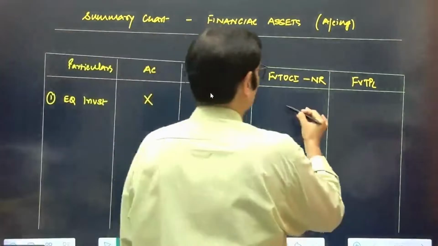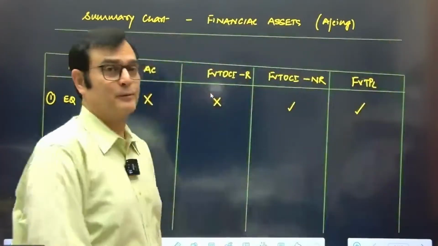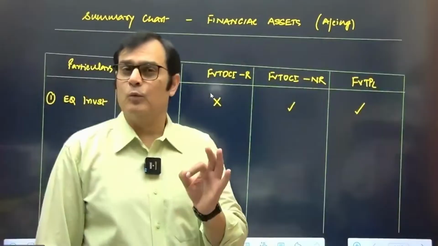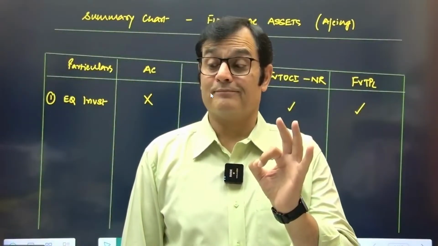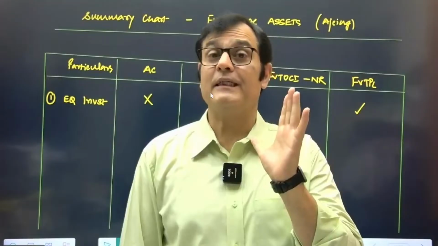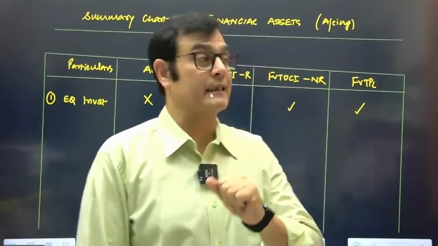Can I say FVTOCI-NR is applicable and P&L is applicable? Yes, sir. Quick question: which is the default category? FVTPL. Wonderful indeed. If nothing is given to the contrary, equity investments are taken at FVTPL.